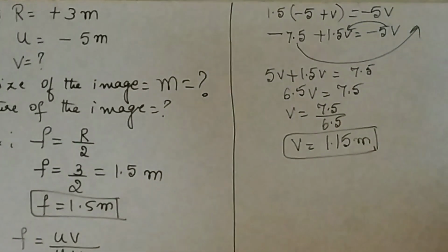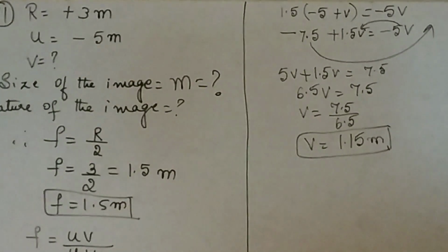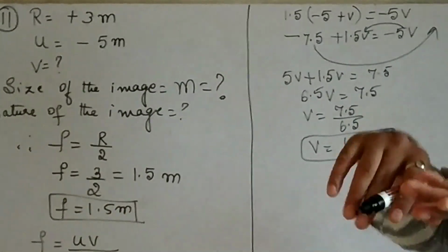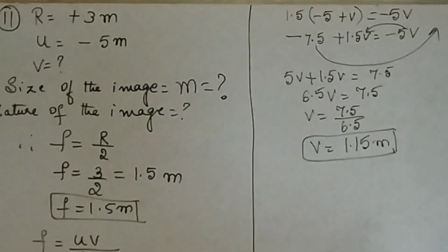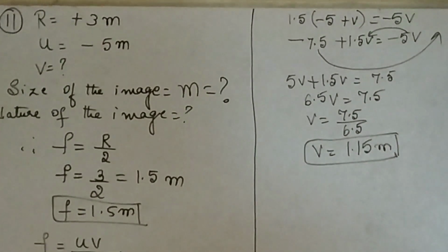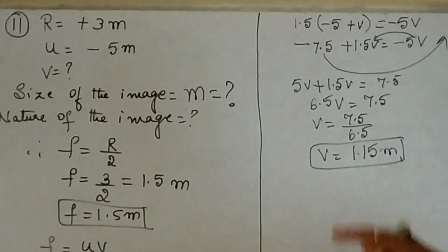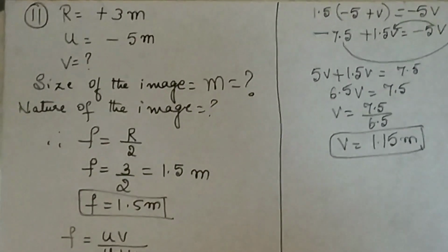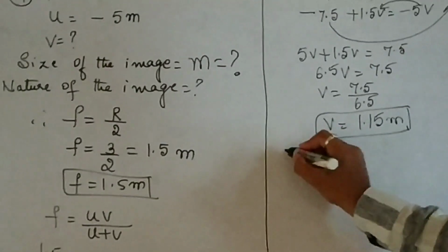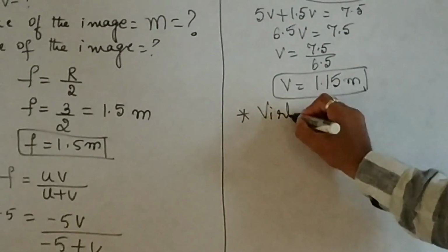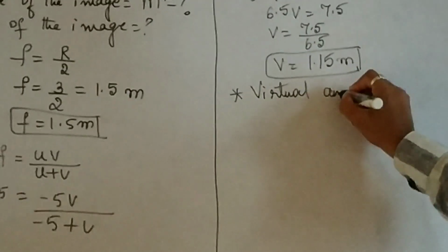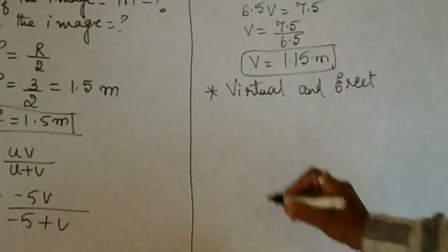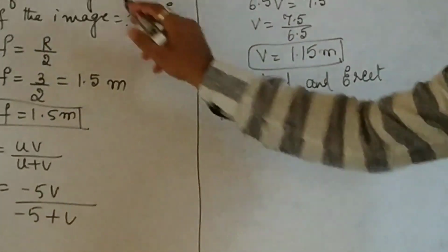Now V is positive. Why it has come positive? Simple, because it is a convex mirror. Image is formed to the virtual end, to the other side, that is far behind the mirror. So when you are measuring the distance, you are measuring along with the incident light. That's why it is positive. Now, nature of the image, as usual. You know, since it is a convex mirror, what is the nature of the image? Virtual and erect.